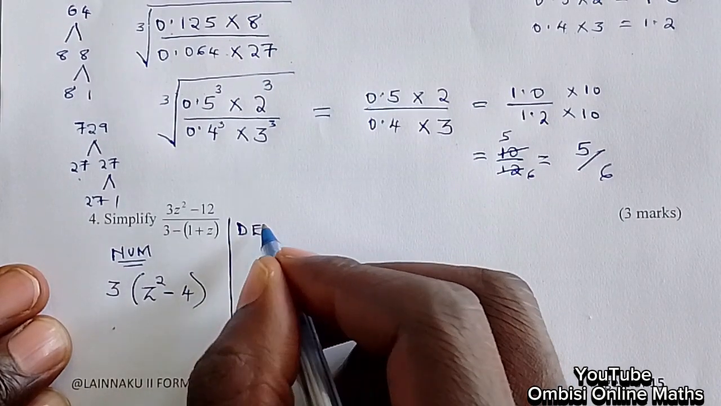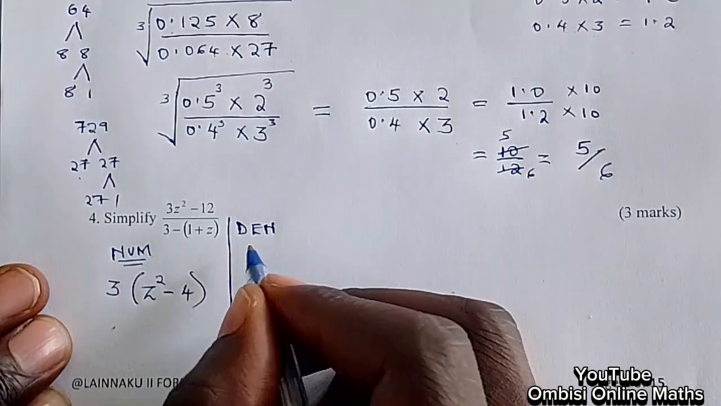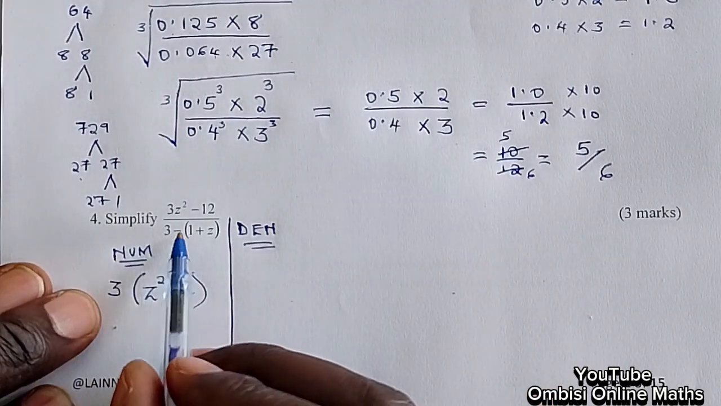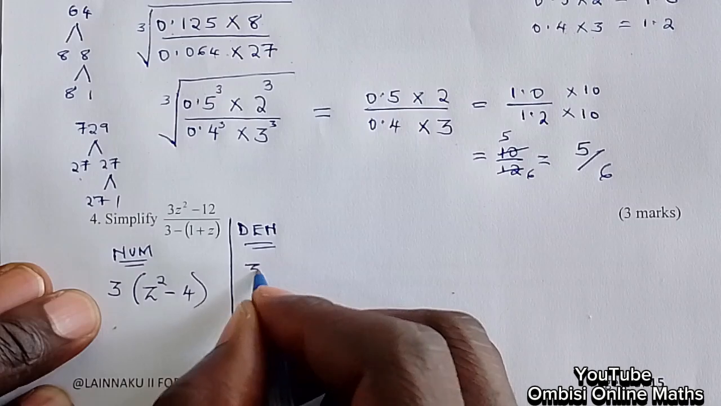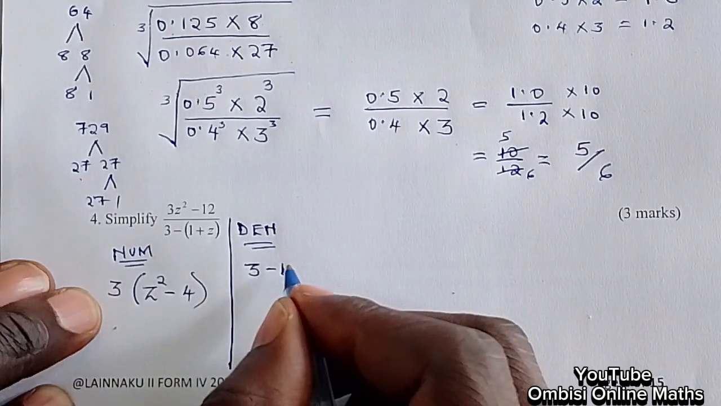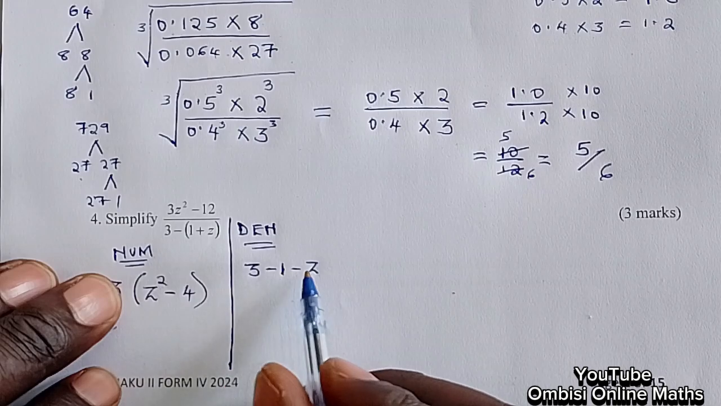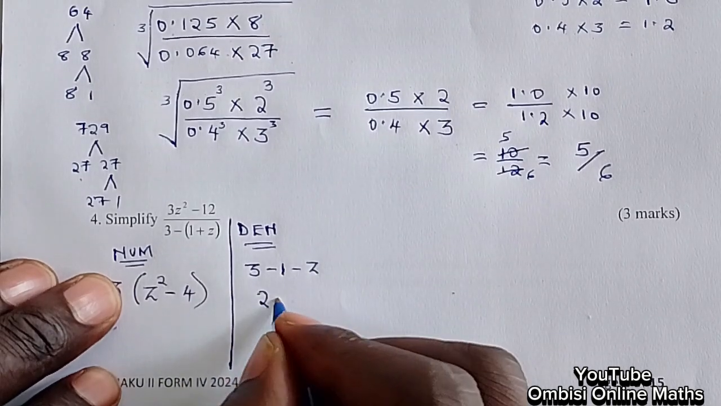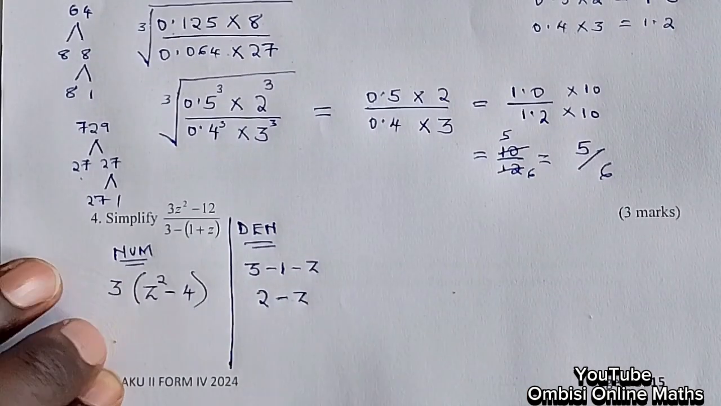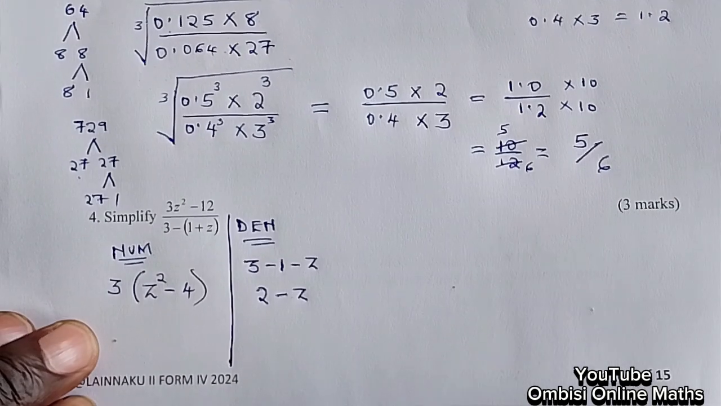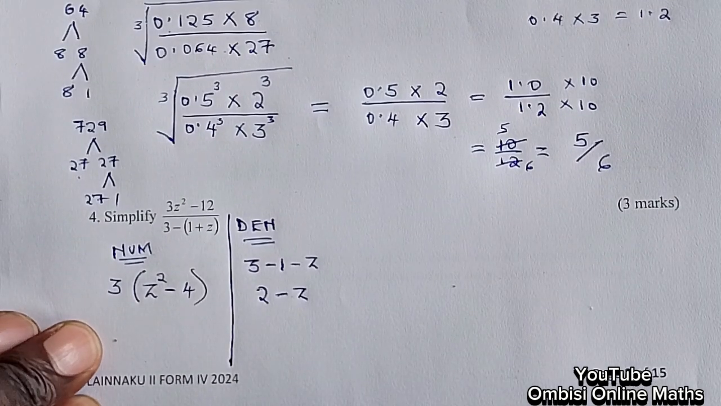If we look at the denominator, and in the denominator, if we open up the bracket, you'll have 3 minus 1, then minus z. So 3 minus 1 is 2 minus z. So that is the denominator. You have 2 minus z.